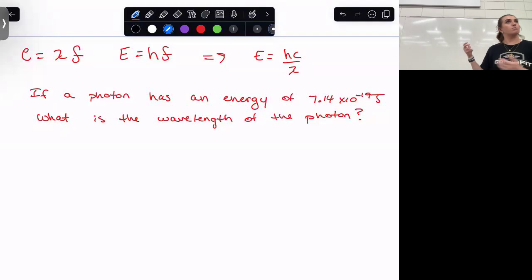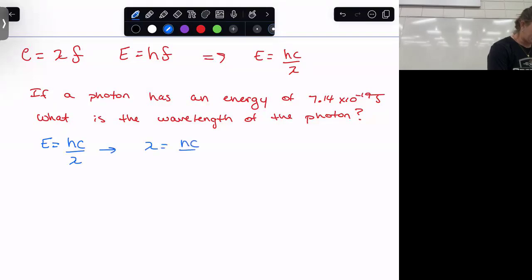Perfect, right? So the most straightforward way is to use the energy is equal to hc divided by lambda, right? You're given the energy, h and c are both constants, and then you're solving for lambda, or the wavelength of the photon. So you can rearrange it and say that the wavelength is equal to hc divided by energy.